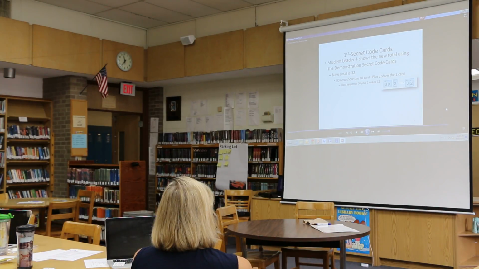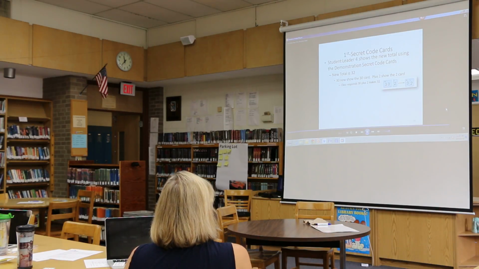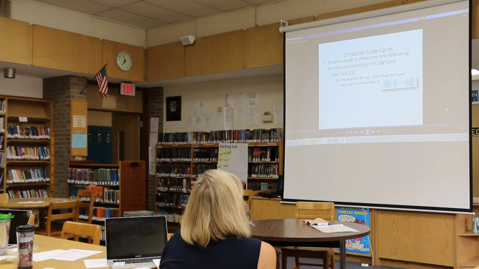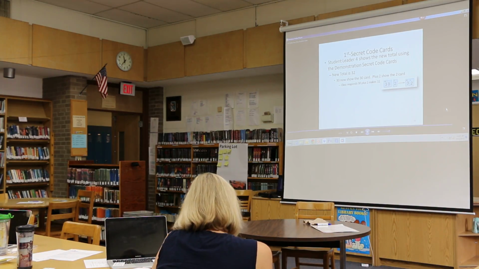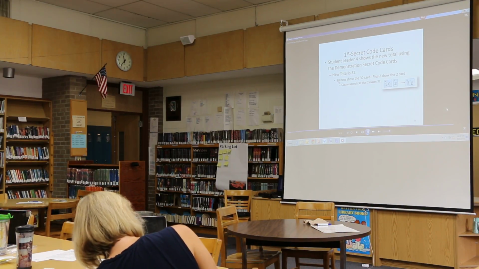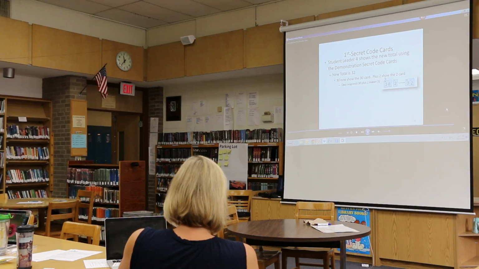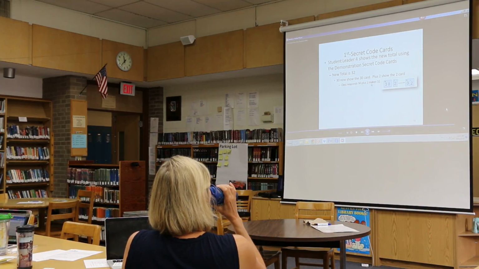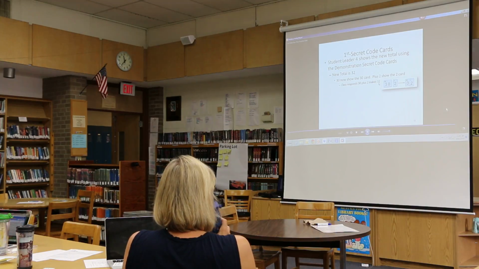Now let's take a look at the last part of the daily routine, the secret code cards. This is leader number 4. They're going to show the new total using the demonstration secret code cards. If the new total is 32, the student will find the 30 card, your 10s card, and your 1s card. And your student leader will be saying 30 plus 2, and they're going to show the 2 card, and the class will respond 30 plus 2 makes 32.